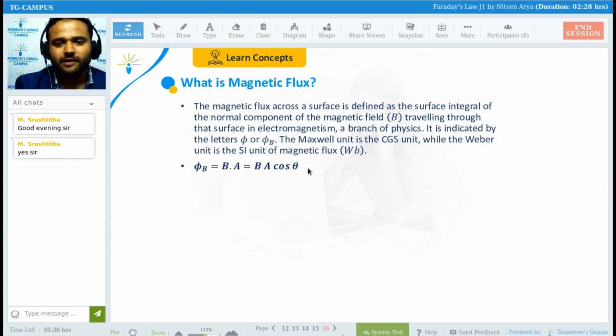Yeah, so magnetic flux. The magnetic flux across a surface is defined as the surface integral of the normal component of a magnetic field B traveling through the surface. In electromagnetism, a branch of physics, it is indicated by the letter phi or phi B. The Maxwell unit is the CGS unit, while the Weber unit is the SI unit. Simple. Phi B equals B dot A, here we skip the vector, B A cos theta.